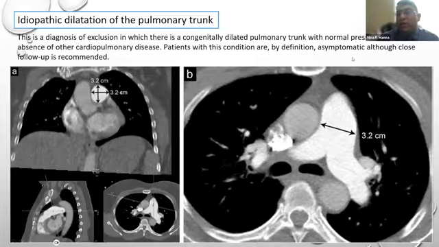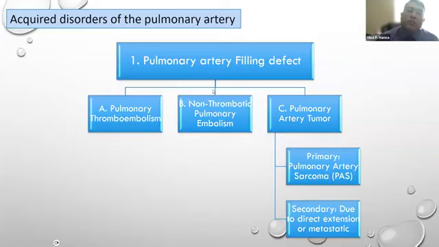Congenital dilated pulmonary trunk with normal pressure in absence of cardiopulmonary disease. Patients with this condition are by definition asymptomatic, although close follow-up is recommended to make sure there is nothing else going on. Okay, so you see the pulmonary artery here is 3.2 centimeters. Normally, as we mentioned, up to 3 centimeters, so this is 2 millimeters more than the normal diameter.